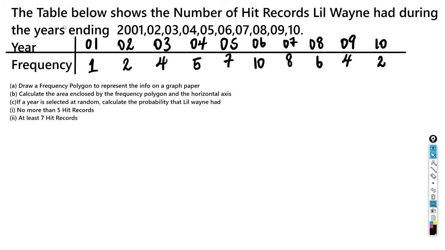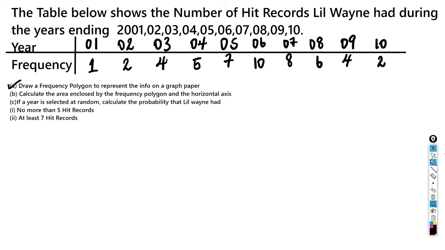And the example says the table below shows the number of hit records Lil Wayne had during the years ending 2001, 2002, 2003, 04, 05, 06, 07, 08, 2009, and 2010, right? And you guys probably don't remember these times, but I do. And the first one says draw a frequency polygon to represent the info on a graph paper.